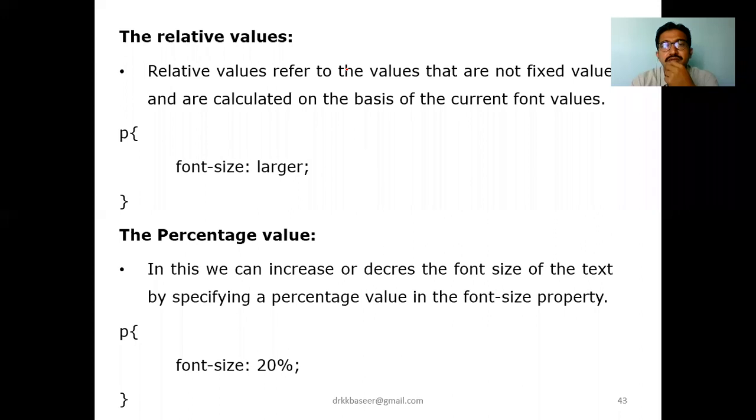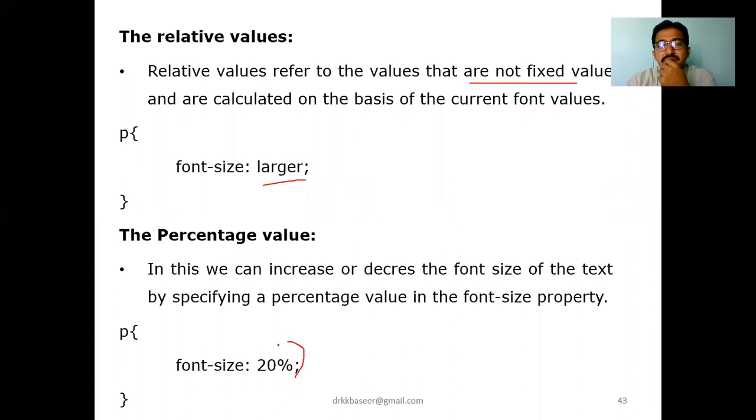Now relative. As I said, relative values are not fixed. It is a variation. You can simply mention smaller, larger, or medium. Like this, we can mention three different values for relative. Larger in the sense of how much larger, we are not mentioning. Smaller means how small it is, not mentioning. That's what it is saying. It is not a fixed value. It will vary.